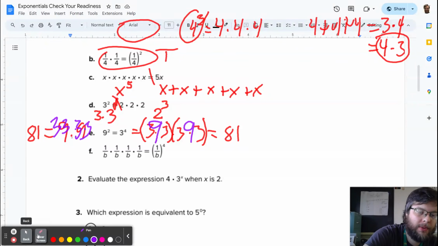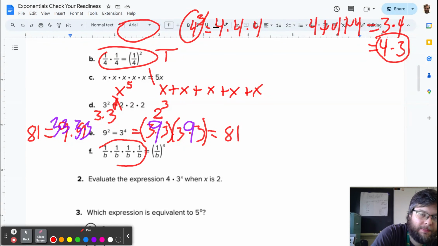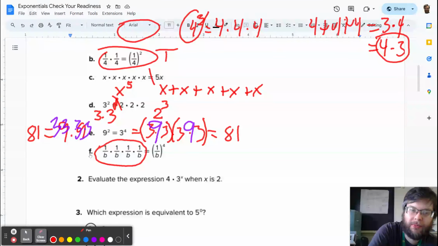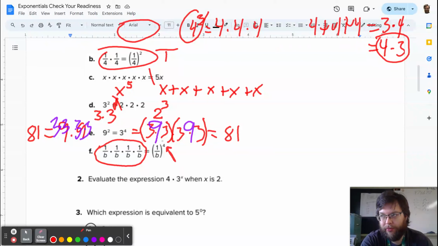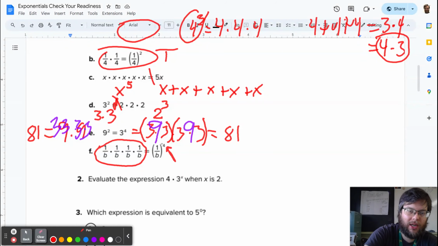Okay? Part F is true because we have 4 copies of 1 over b multiplied. That's why there's a power of 4. So you'll hear me say this over and over again, but the power is the number of times the base is multiplied. The power of 4 is the number of times the base, 1 over b, is multiplied.